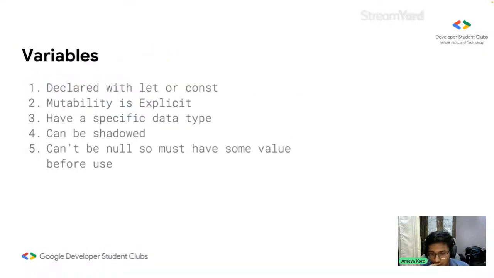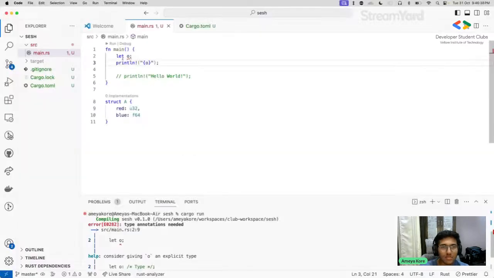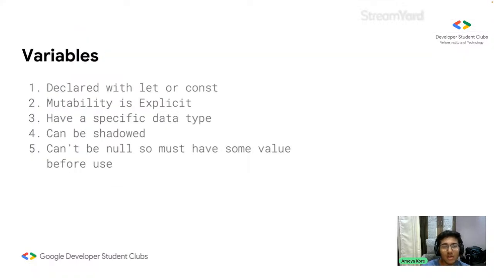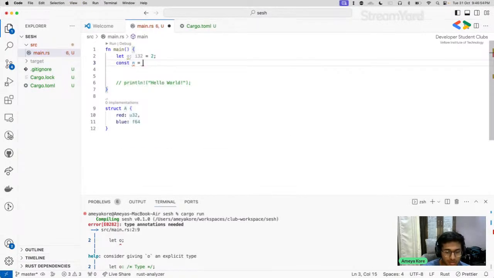Okay, so we'll come to variables now, right? I've already created a variable, so you can declare a variable with let or const, right? If you have let O is 2, I've created a variable called O. Or you can have const n equals to 5. That's the nature of it. So const needs to have an explicit type while let doesn't, because consts are supposed to be constant in code. So you need to give it a type. I can give it, let's say, u32.